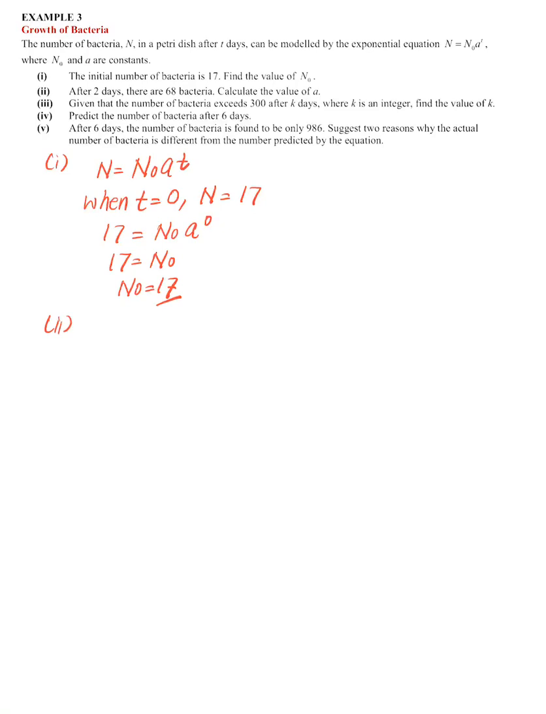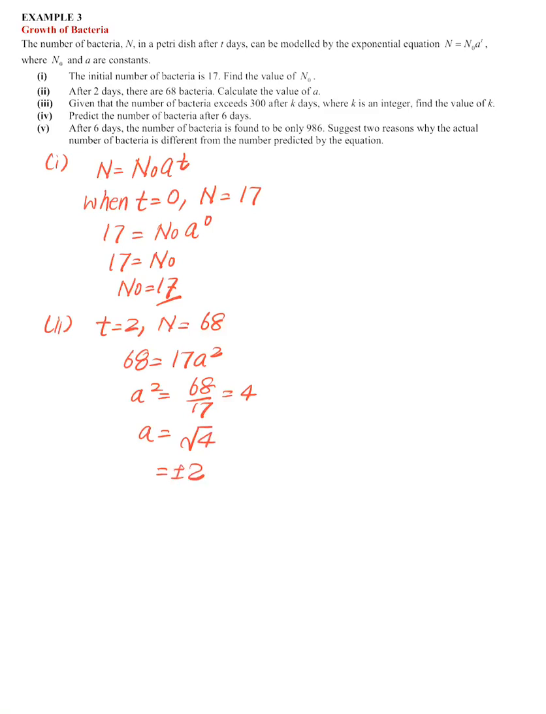Now, after 2 days, there are 68 bacteria. Calculate the value of a. That means when t equals 2, n equals 68. So 68 equals 17a squared. Right, a squared equals 68 over 17, so a is the square root of 4, which is plus and minus 2.